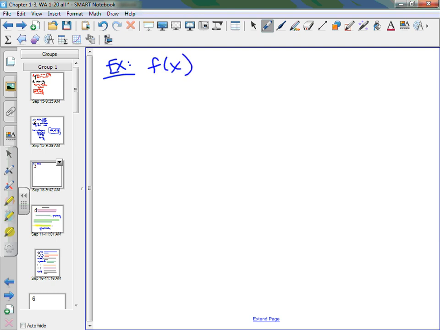F of x is equal to the square root of 6 minus x over 3 plus 4x.